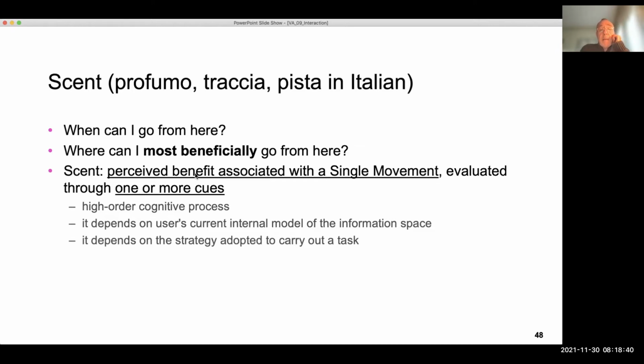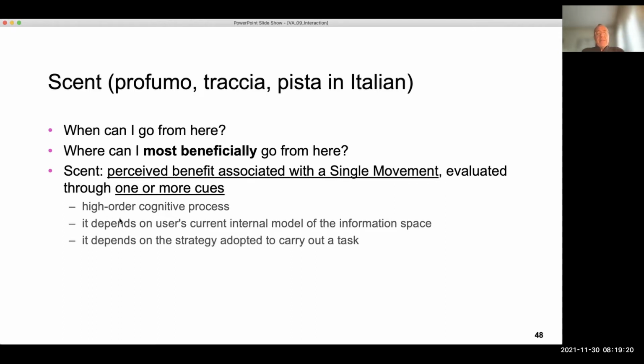It is the perceived benefit associated with a single movement that is evaluated through one or more cues. Remember that we have the notion of single movement, a single interaction, clicking a button, clicking on an arrow, or something like that. That corresponds to a movement in the information space. And we need some cues, some indizi in Italian, for getting ideas about where to go and where to go with some useful result. And the scent is exactly what you perceive.